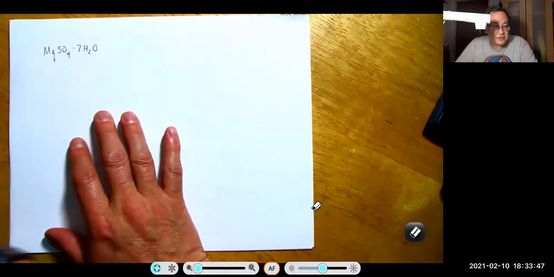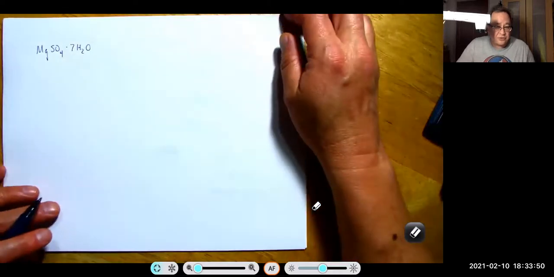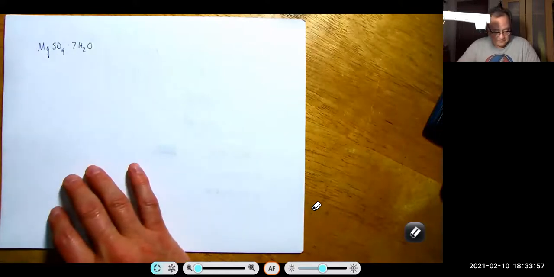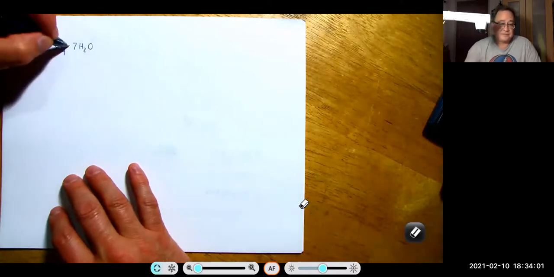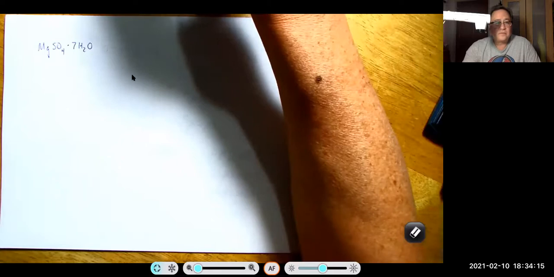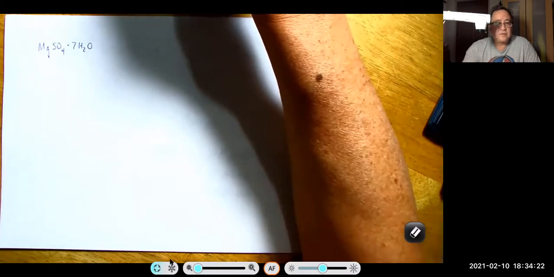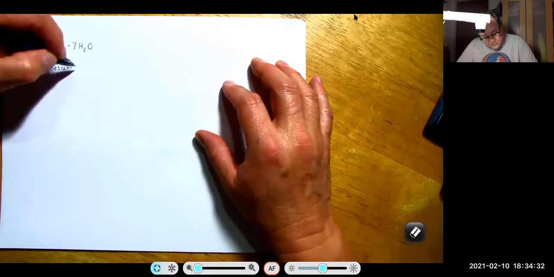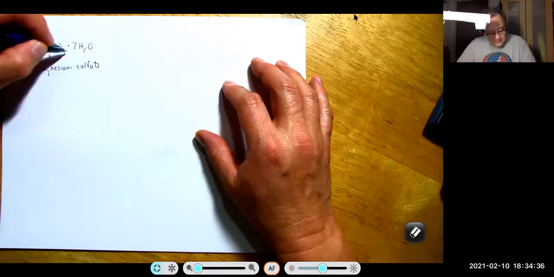You should know how to name this. So try to name this. I'm going to give you a moment or two, and then I will write the name out for you. So give it a shot. Okay, lock in your answer. And here's the name of this: magnesium sulfate, and 7 is hepta.